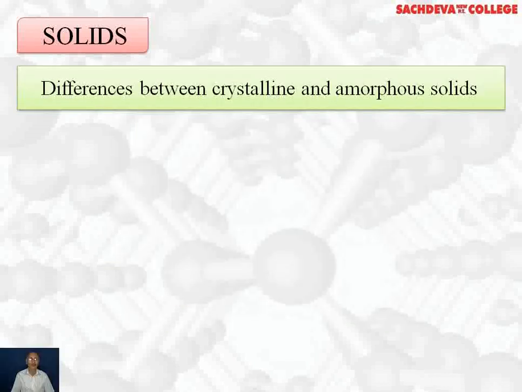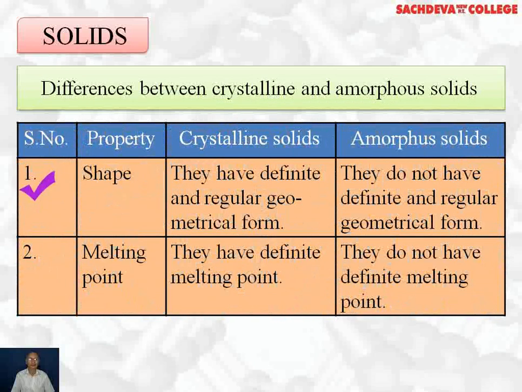Let's take up solids. The first topic in solids we are taking is differences between crystalline and amorphous solids. The first difference is in their shape. Crystalline solids have definite and regular three-dimensional structure, whereas amorphous solids do not have definite and regular symmetrical structure. Second is melting point. Crystalline solids have a sharp or definite melting point, that is, they melt at a particular temperature. Amorphous solids do not have a definite melting point; rather, they melt over a range of temperature.